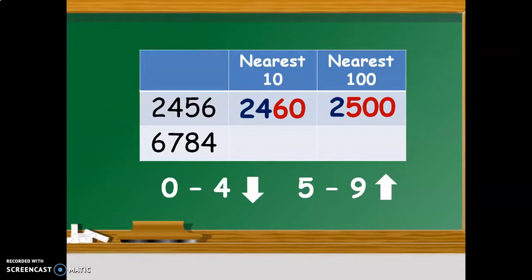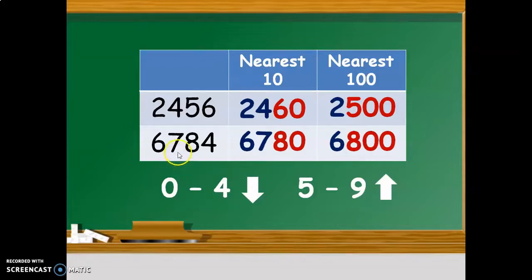Try to round it to the nearest 10 first. If your answer is 6,780, that is correct. Why? Because the digit on the ones place, which is the reference digit, is only 4, so it means round down. You don't have to add 1 to the tens, but still the ones will become 0. What about the nearest 100? Good. That will be 6,800.